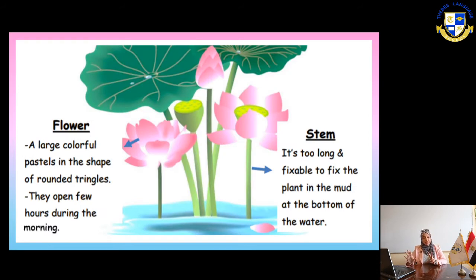Now let's talk about the other two parts, the flower and the stem. As we saw in the previous picture, we had a white flower or colored flower, okay? It's a large, colorful flower with pastel petals in the shape of rounded triangles. As we can see, this is the shape of the flower. They open for a few hours during the morning. So in the morning, the flower opens for a few hours. Then at sunset, it closes. In the morning, they will open again, then they will close, okay?